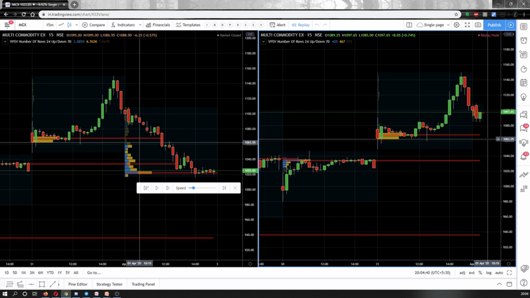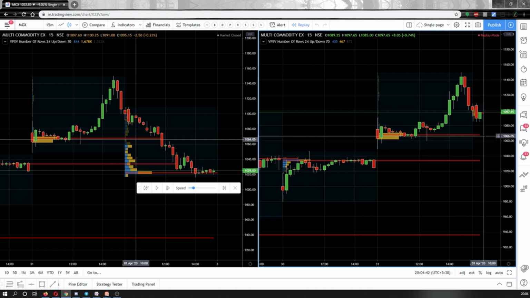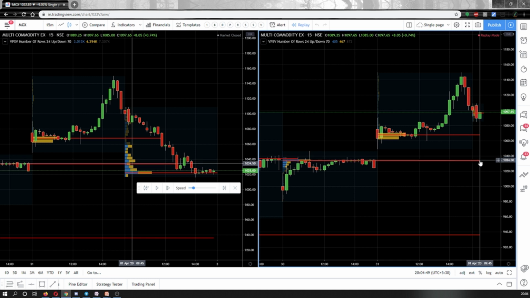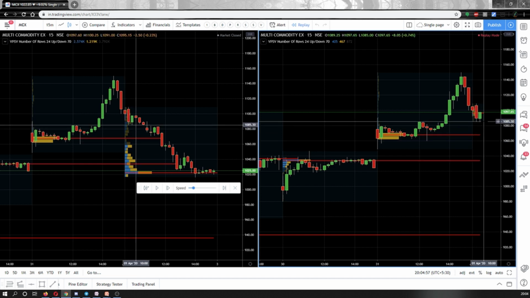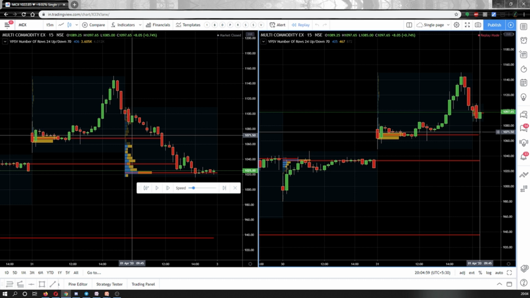Now, what happens if this line is breached and a candle closes below this particular POC line? Then our next target becomes this POC line, which is the day before yesterday's POC line. So this is how you analyze things in the live market.